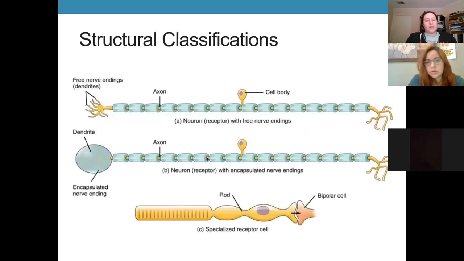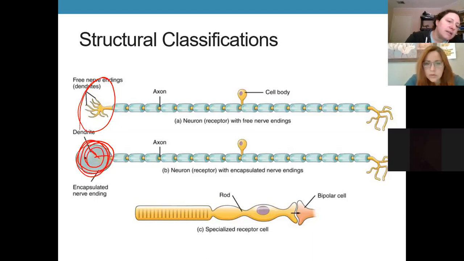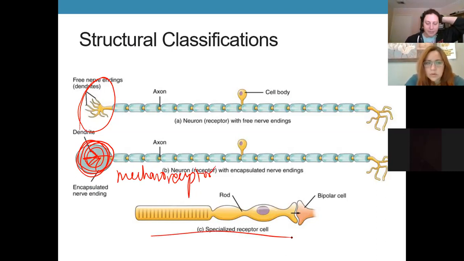These are some examples of our structural classifications. The non-encapsulated ones we call free nerve endings. It's literally just the dendrites of the cell sticking into an area. We also have encapsulated ones, where we have extra stuff surrounding the dendrite. A lot of the mechanoreceptors are like this. And then this is our specialized type, and we're not going to worry about it yet.